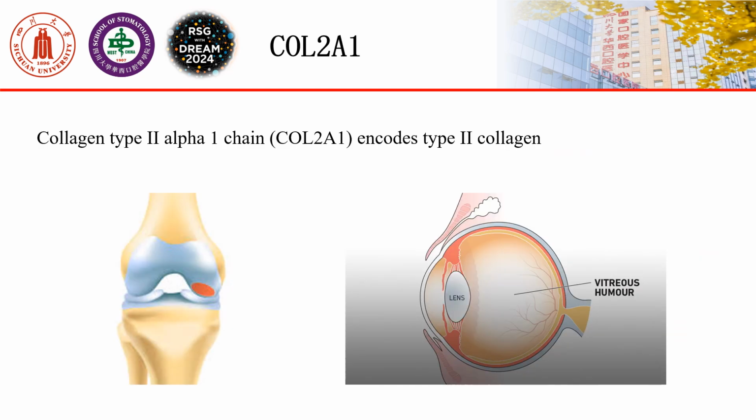Next, what's collagen type 2 alpha 1 chain? It's a gene that encodes type 2 collagen, usually found in cartilage and in eyes.